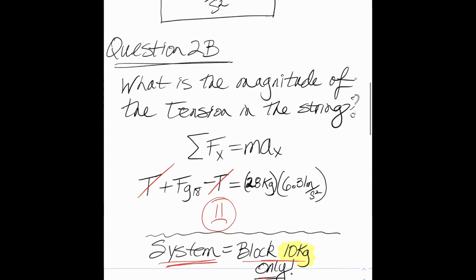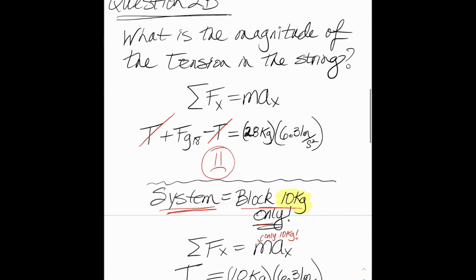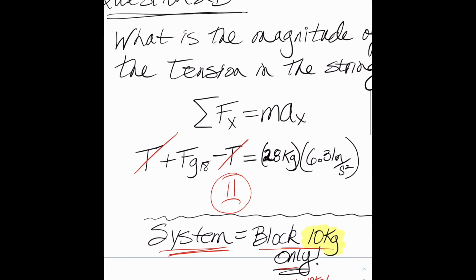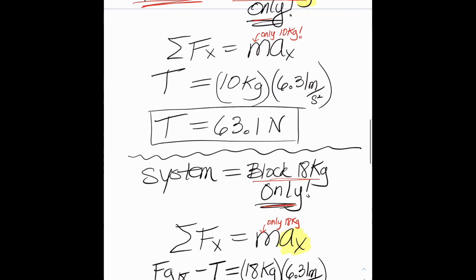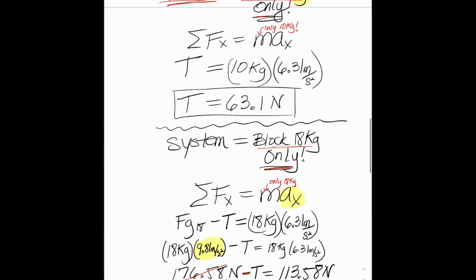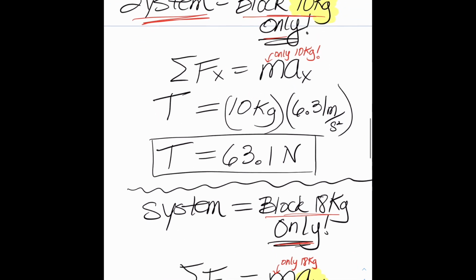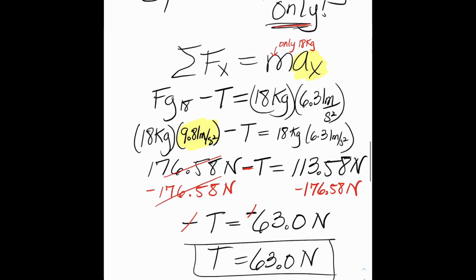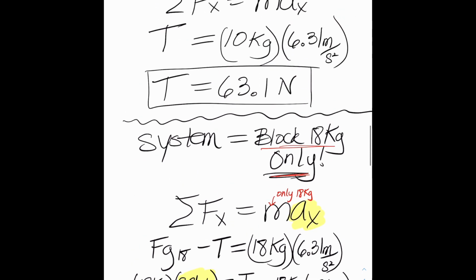I then asked a bonus question, which I usually ask on these tests: what is the magnitude of the tension in the string? We could not use the system with both blocks because the T's canceled away. So we had to pick one block only, whether it was 10 or 18. Whichever we picked, we should have got the same answer of 63.1 newtons. We still use the same direction for the x direction, and it worked out. Slight difference, but that's negligible.